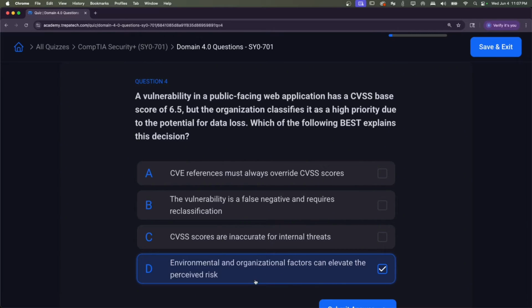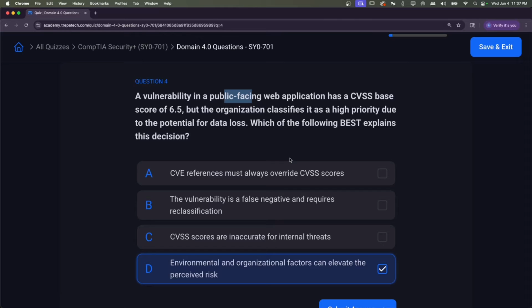But yes, the environmental and organizational factors, so what we perceive it. So whatever this is, we have a public facing web application, that's a 6.5. If this was an internal web application that was isolated and only for our internal network, maybe we wouldn't care as much, right? Maybe we say, yeah, there's this vulnerability, but only an insider threat can exploit it. So when it comes to attack surface, it's internal, so our attack surface isn't as large as this vulnerability would be on a public-facing web server.